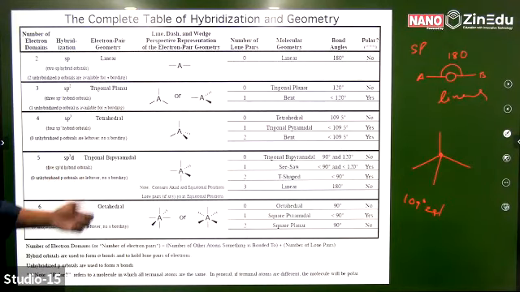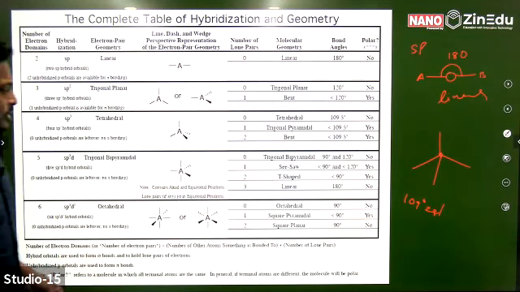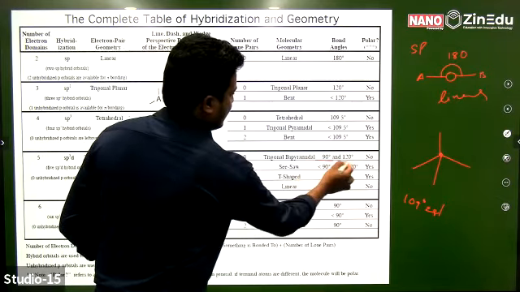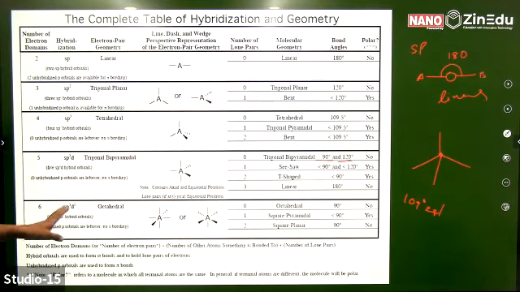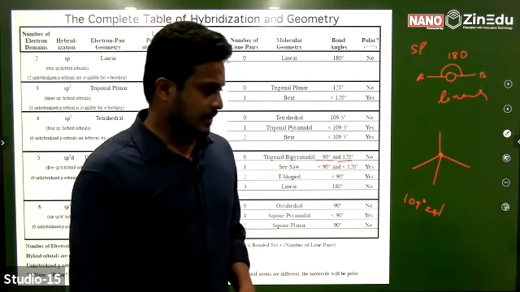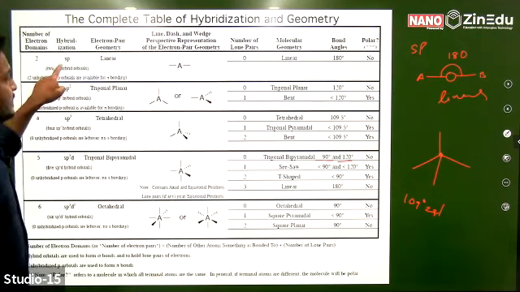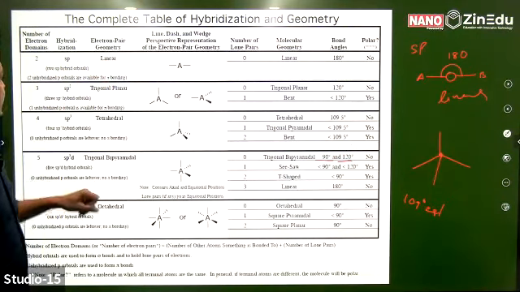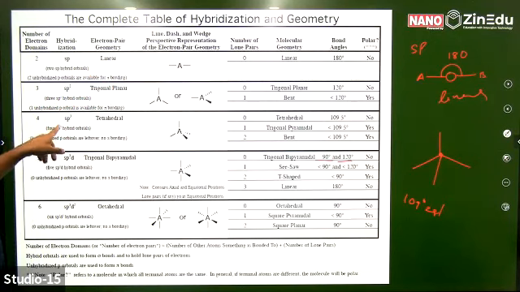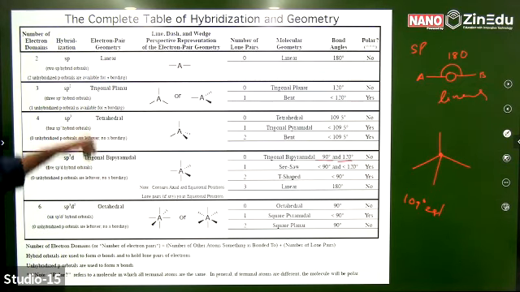And next one, sp3d hybridization. Shape of the molecule is trigonal bipyramidal. Here bond angles are 90 and 120 degrees. And sp3d2 hybridization, geometry is octahedral. For sp3d3, geometry is pentagonal bipyramidal. sp hybridization geometry is linear, for sp2 trigonal planar, sp3 tetrahedral, sp3d trigonal bipyramidal, sp3d2 octahedral. See, all these are without lone pairs.